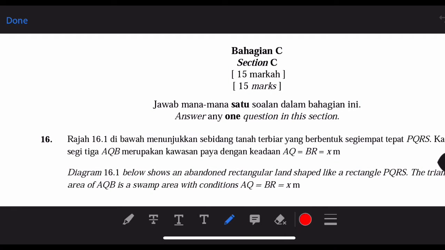Hello everyone. Today I would like to discuss section C for Maths KSSM for all the Form 5 students. To prepare for your mini exam, you must keep on practising from now. So I would like to discuss section C. You have 2 questions, right? You choose one question to answer. Answer any one in this section.